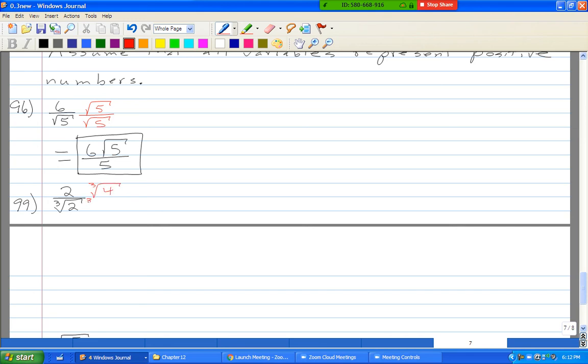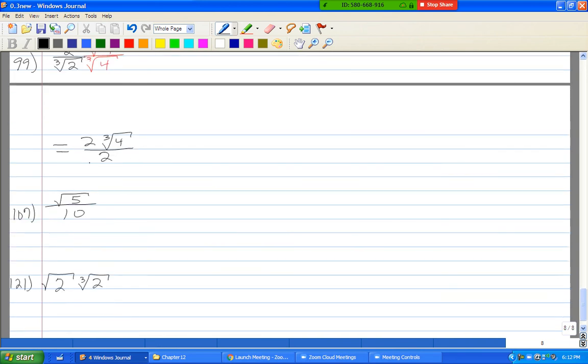Well, 2 times 4 is 8. The cube root of 8, well, 8 is a perfect cube. So I can actually simplify that. So this is equal to 2 times the cube root of 4 over the cube root of 8, which is 2. And so the 2's cancel, and I just get the cube root of 4. And that is your answer.